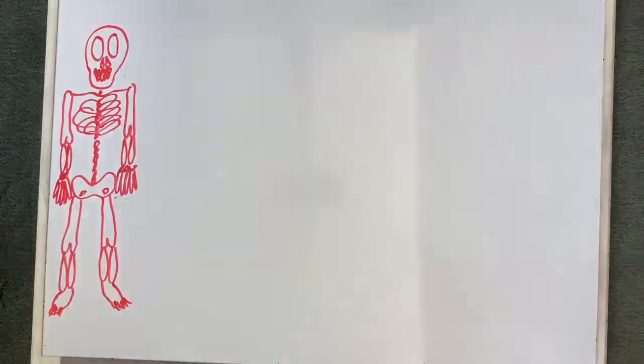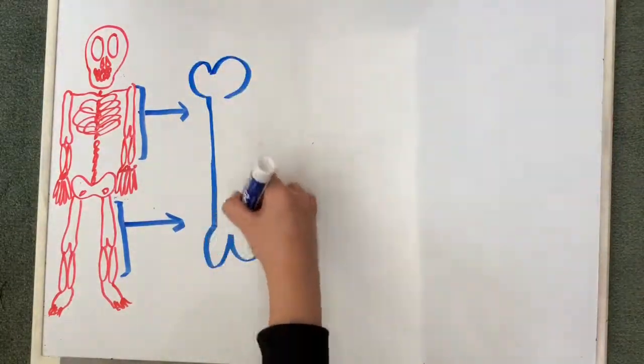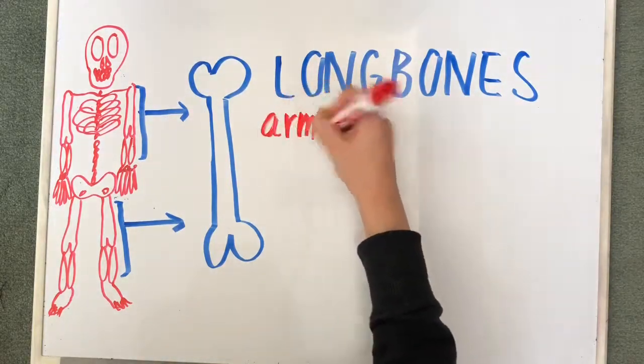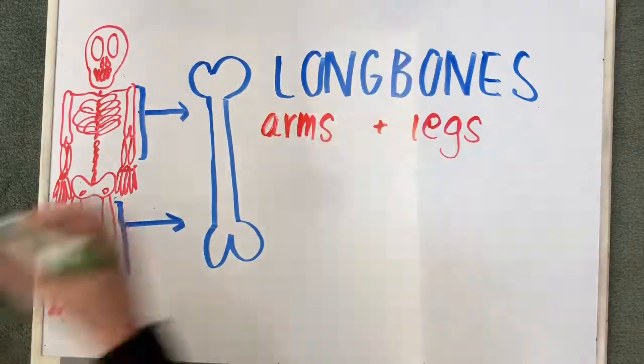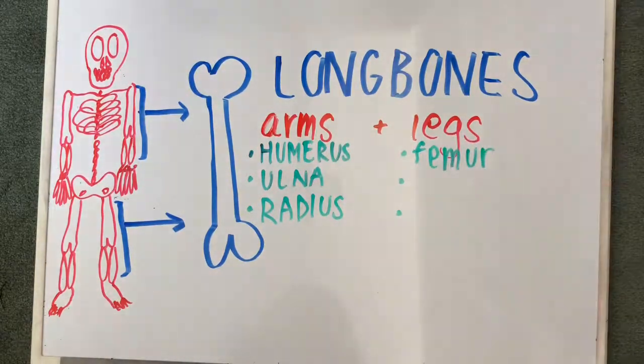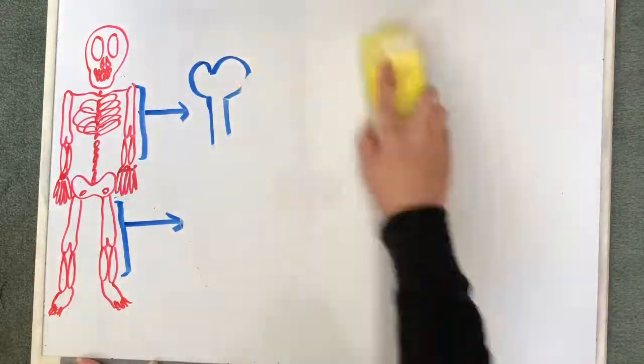5 types of bones. There are 5 types of bones that are classified according to their shape: long, short, flat, irregular, and sesamoid bones that are found within tendons. Long bones are found in the arms and legs. The humerus, ulna, and radius make up the arm, and the femur, tibia, and fibula make up the leg.